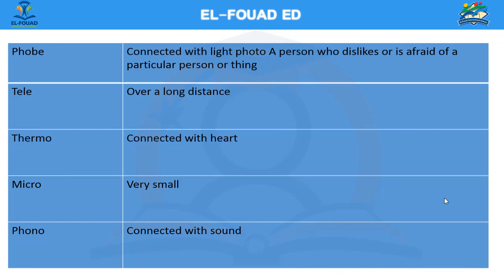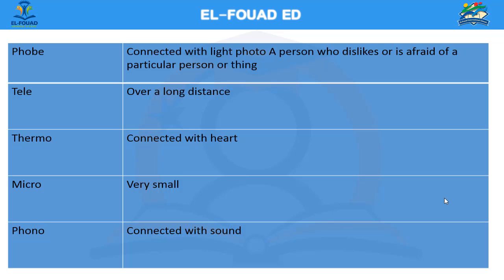Phobe, a person who dislikes or is afraid of a particular person or thing. For example, I can't stand gadgets. I am a complete technophobe. So it means that I don't like technology.